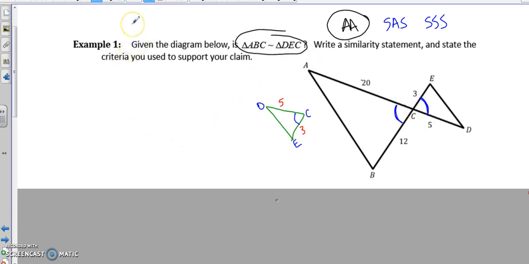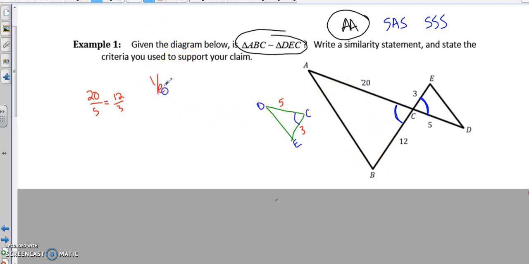So now all we need to do is to ensure that the sides are actually in that same scale factor. If I look at the relationship of 20 to 5, 20 over 5 would be the scale factor here to here. I need to make sure that scale factor matches up with the 12 over 3. 20 over 5 is the same as 12 over 3. That's the scale factor. And absolutely, when I divide those out, we get 4 on both sides. 4 equals 4. So that tells me that the sides are proportional.